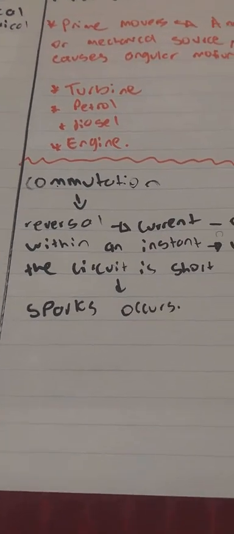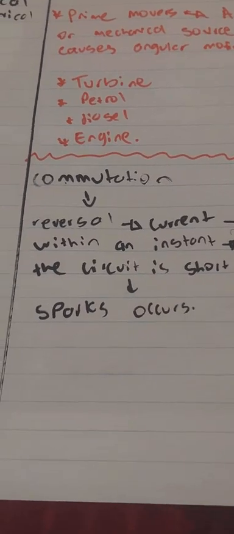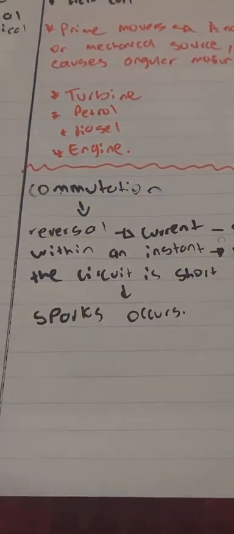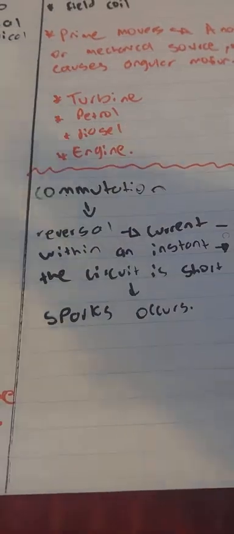So the effect of commutation is sparks, and what causes sparks is commutation. Okay, let's talk about sparks. You know when you turn the lights on and off, there is that cracking sound, right?